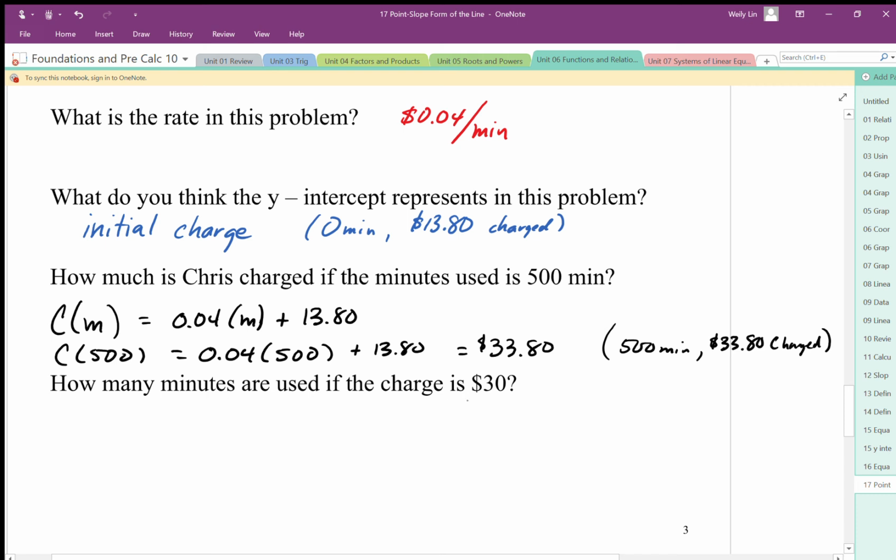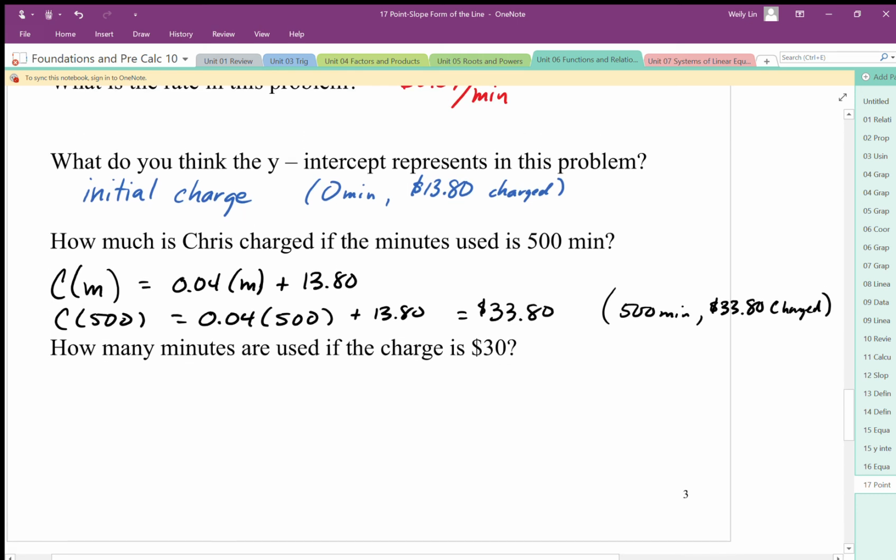The last question is asking, what is the number of minutes when the charge is $30? In this case, I know the y, I've got to figure out the x. So I'm going to plug in y equals $30 into my function. If I take away the original $13.80, subtracting that from both sides, I'm going to end up with $16.20. So that is how much I've been charged at 4 cents a minute.